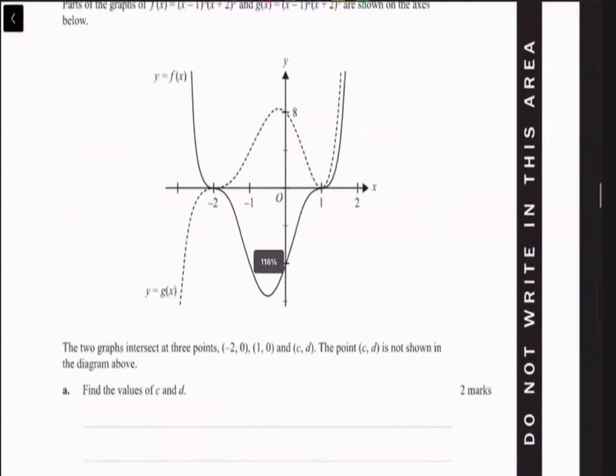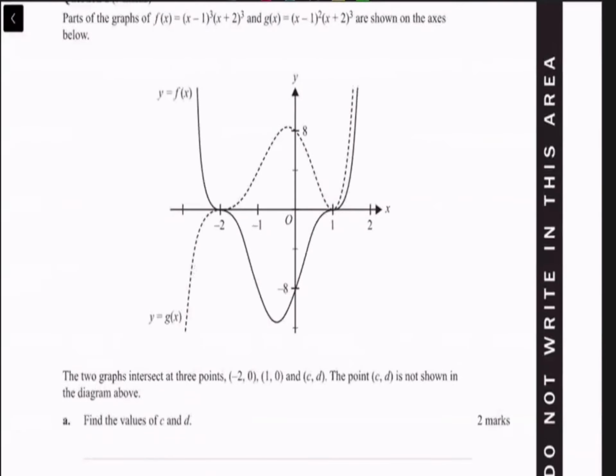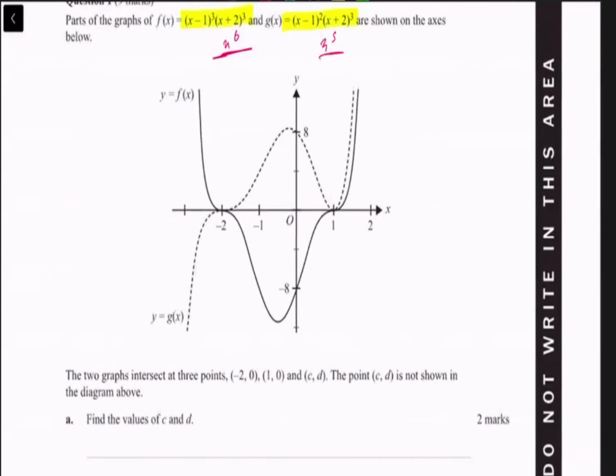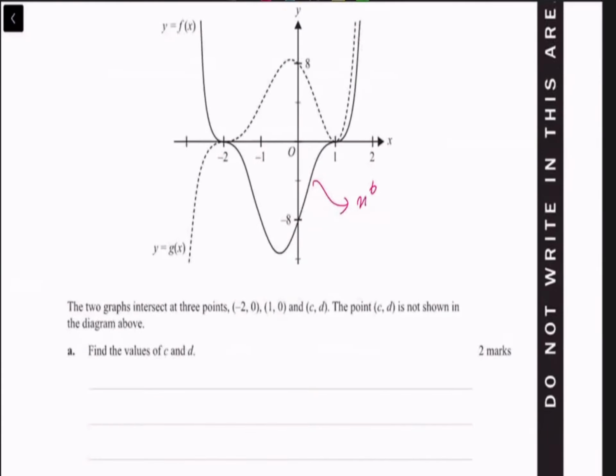So short answer. So we have two graphs here. This one is a power 5 graph, and this one's a power 6 graph. So that's important to note. Just so you can see this is an odd function and this is an even function, because it's symmetrical. So you can clearly identify that this is the x to the 6 graph, and this is the x to the 5 graph. So find the values of c and d.